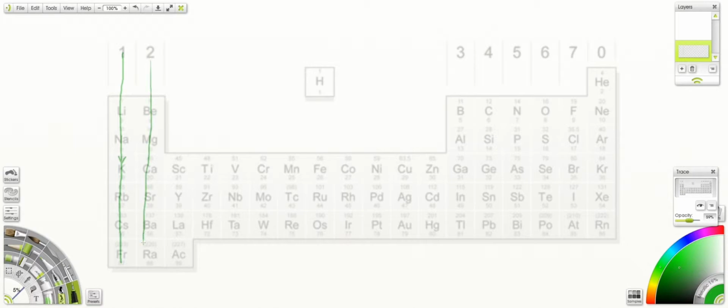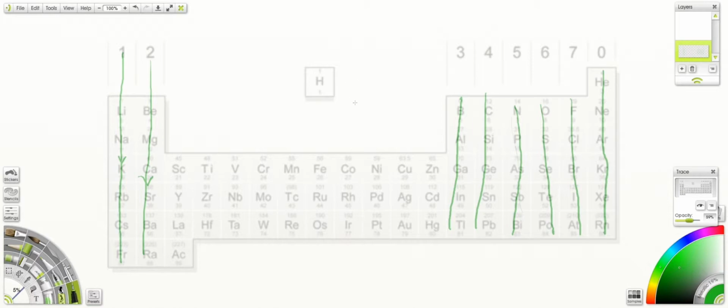This is group 2. Right, group 3 starts at this side here with boron, then group 4, group 5, group 6, group 7, and group 8 or group 0. Okay, it's often called group 0, but it's also called group 8. So these are the groups.